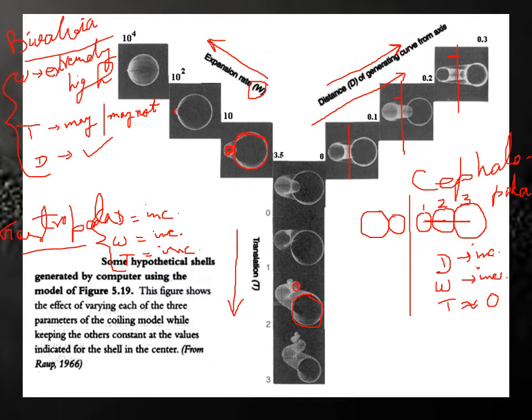From this diagram, you can see the simple variation of these three Raupian parameters: whorl expansion rate, distance from the axis of coiling, and translation rate. With their variation in size and shape after a complete 360 degree rotation, they sometimes produce bivalvia. In case of bivalvia, although the rotation around the axis is 180 degrees, they produce bivalvia. Sometimes they produce cephalopoda and sometimes gastropoda.